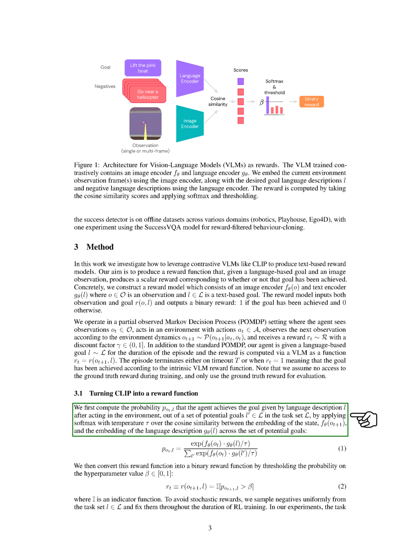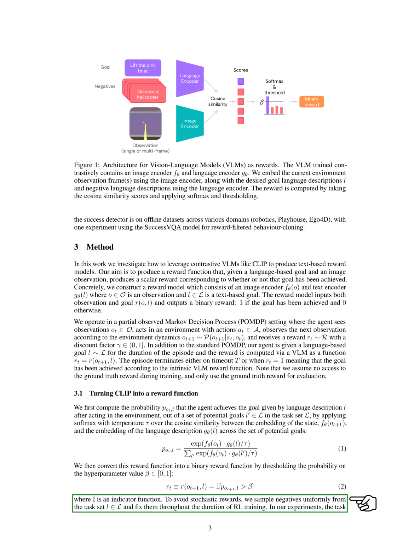We first calculate the probability that the agent achieves the goal given by language description after acting in the environment, out of a set of potential goals. We do this by applying a softmax function with a certain temperature over the cosine similarity between the state's embedding and the language description's embedding across the set of potential goals. We then convert this reward function into a binary reward function by setting a threshold on the probability based on a certain hyperparameter value between 0 and 1.